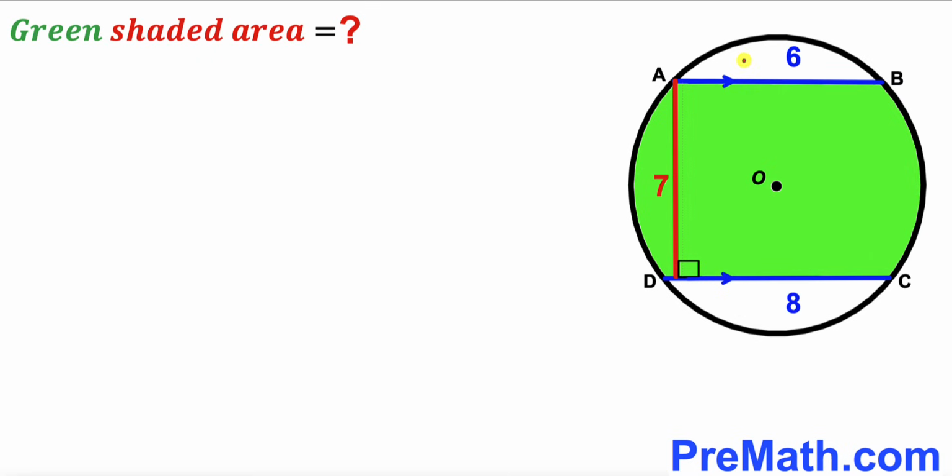In this video, we have this circle with the center O, as you can see in this given diagram, such that AB and CD are chords, and both of these chords are parallel to each other. Moreover, the perpendicular distance between these chords is 7 units. Furthermore, this chord AB length is 6 units. And finally, this chord CD length is 8 units. Now our task is to calculate the area of this green shaded region.